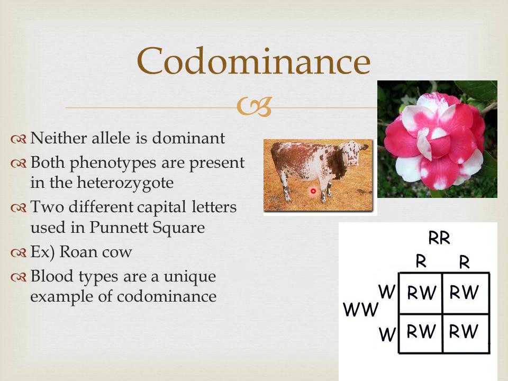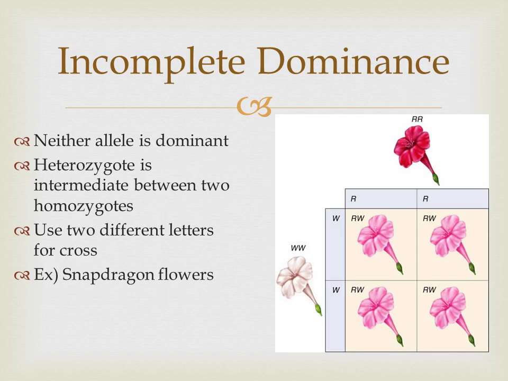Another example of this is the roan cow, and that's when you cross a white cow and a brown cow, you end up with a brown and white spotted cow. Another example of codominance that we're going to look at is blood types, and that's a unique example that adds another twist, and that's coming up tomorrow. So that's your little cliffhanger for the night.